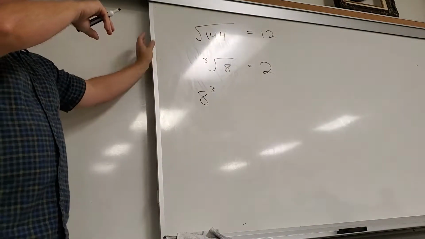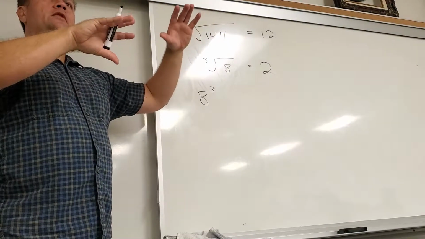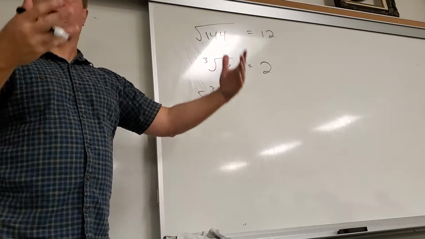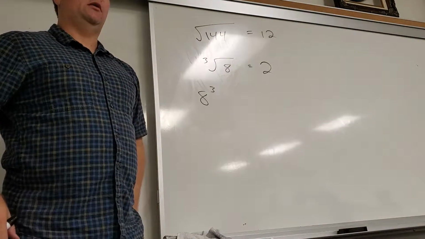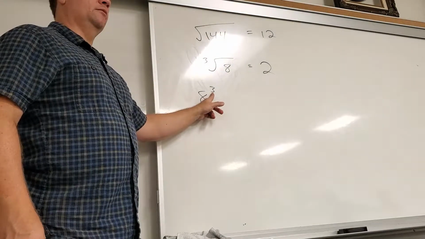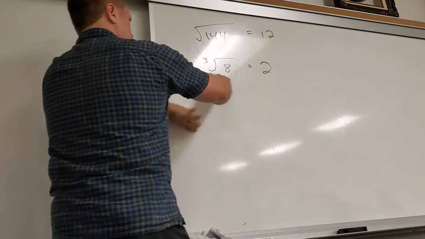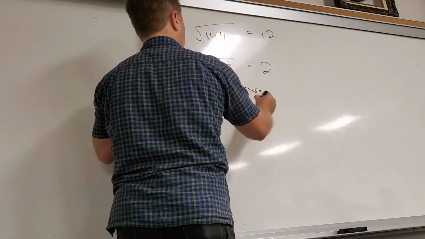radicals, which is what this symbol is called also, are also the opposite of exponents. Okay, I like it, maybe. So cube root is the opposite of a cube. Kick ass. So this is true because 2 to the third is 8.